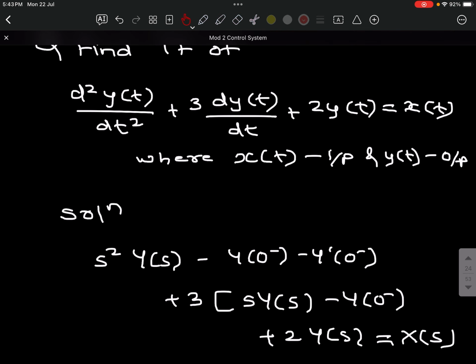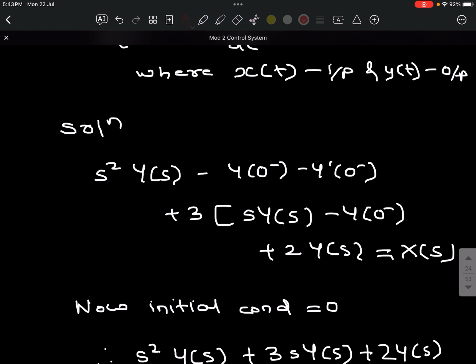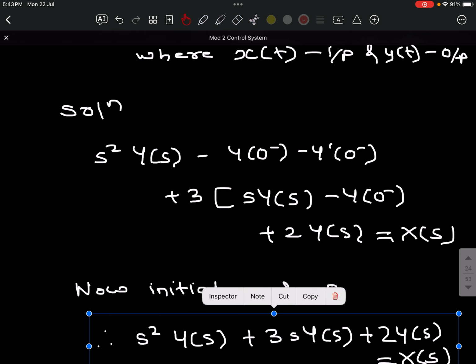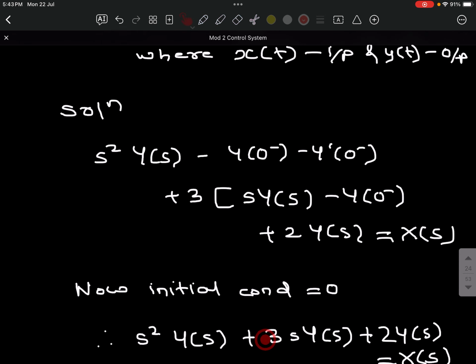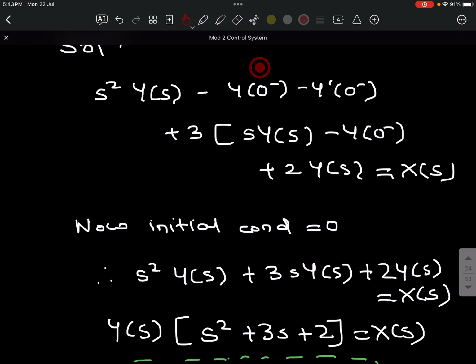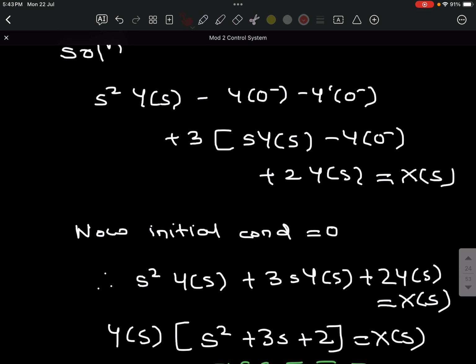Now since the transfer function is only valid when the initial conditions are 0, this term will become 0, this term will become 0, and this term will become 0. So since initial conditions are 0, it will be s square Y of s plus 3s Y of s plus 2 Y of s is equal to X of s. Now when we rearrange it, it will look like this: Y of s times the bracket s square plus 3s plus 2 is equal to X of s.